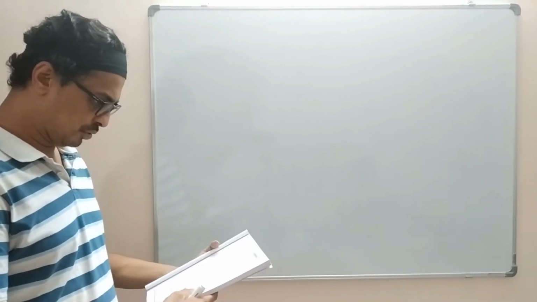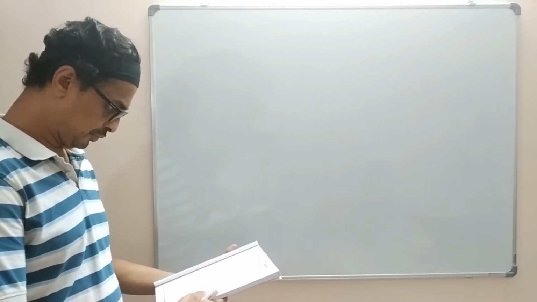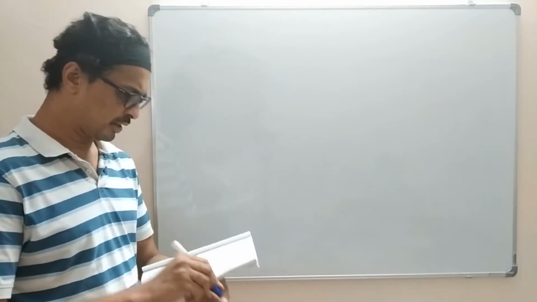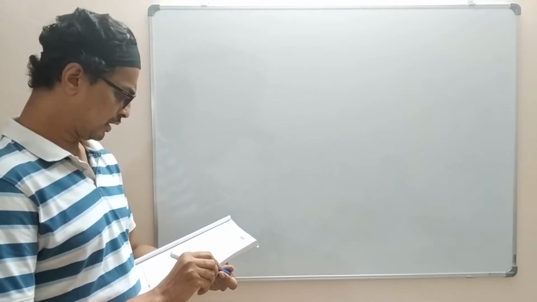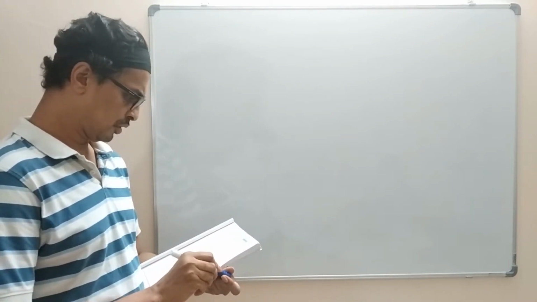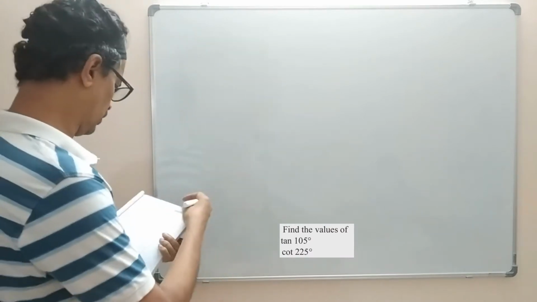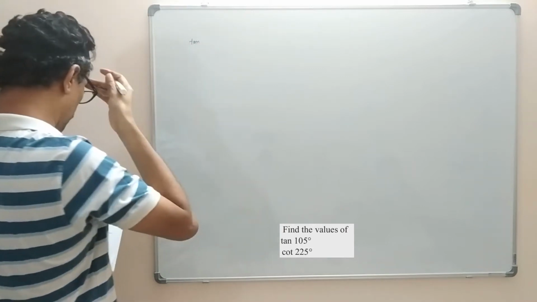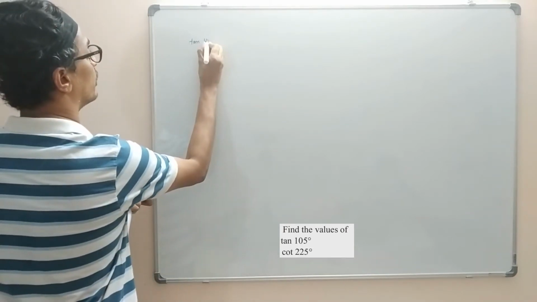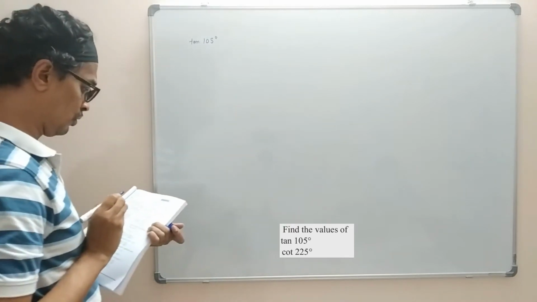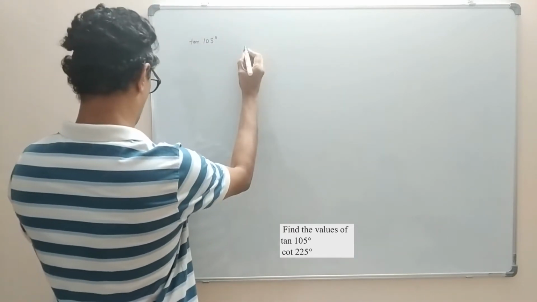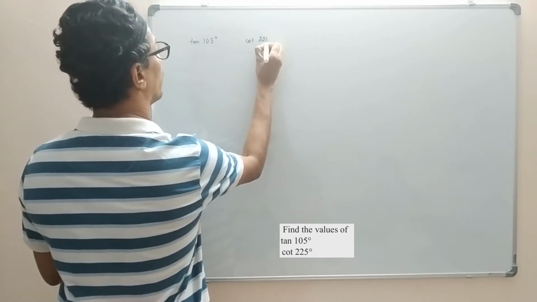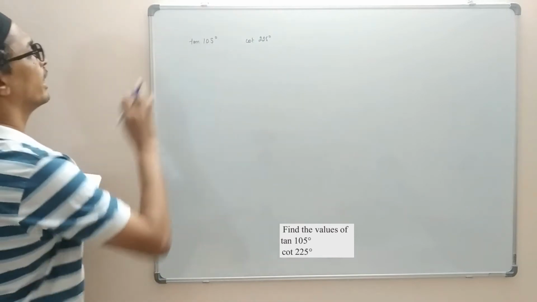Okay, so let us do some examples. Page number 39, exercise 3.1. Let us take the first problem. Find the values of tan 105 degree. Okay, we will do another one also, that is cot 225 degree. Okay, let us take tan 105 degree.